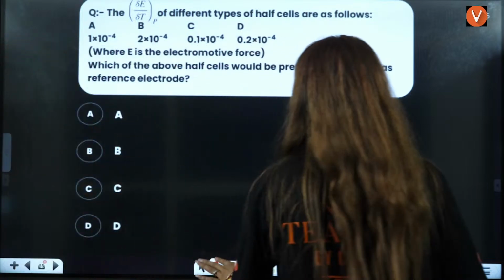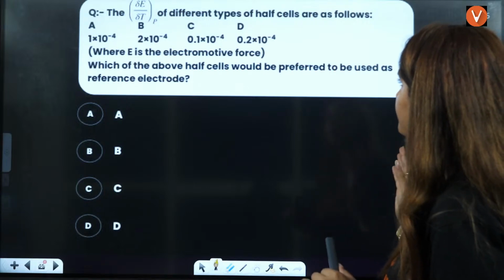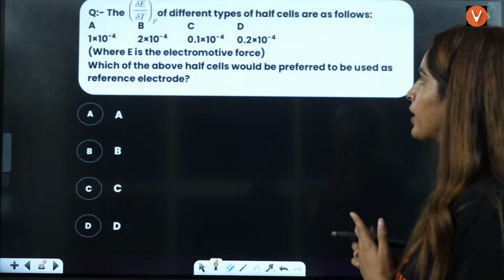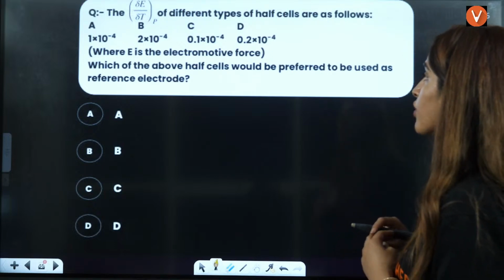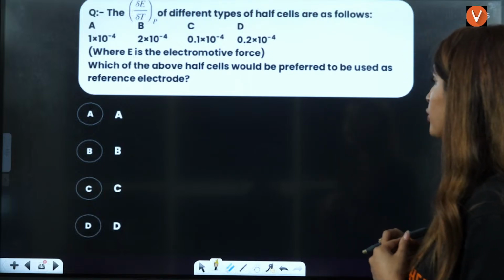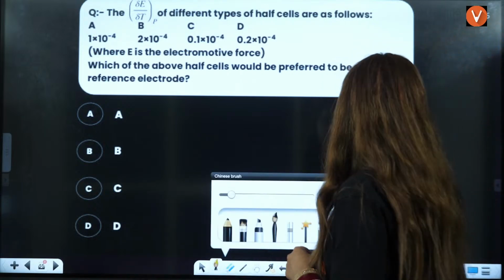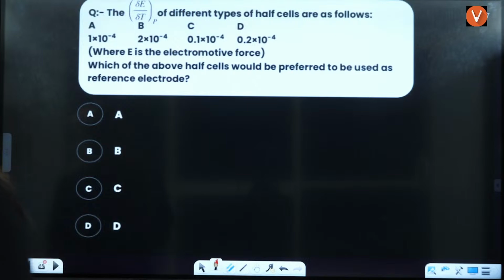The delta E by delta T at constant pressure of different types of half cells are as follows, where E is electromotive force. Which of the above half cells would be preferred to be used as reference electrodes? As reference electrodes, they are saying which will be used. Yes everybody, which will be used here as reference electrodes? Everybody in the comment section.